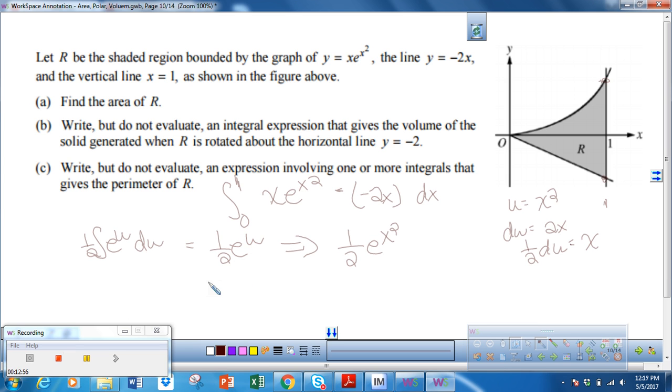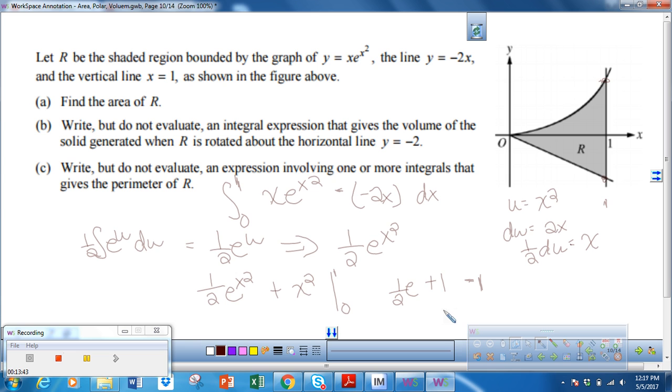So integrating this, I get 1/2 e to the x squared plus x squared over 2 times 2, so it's just x squared. And I'm evaluating this from 0 to 1. So doing that gives me 1/2 e plus 1 minus, now remember, e to the 0 is not 0, it's 1. A lot of times students make that mistake, so this would actually be minus 1.